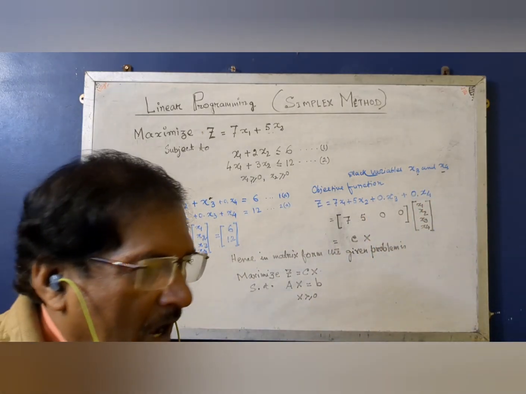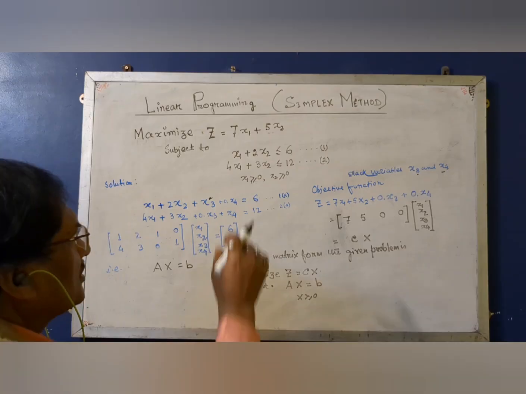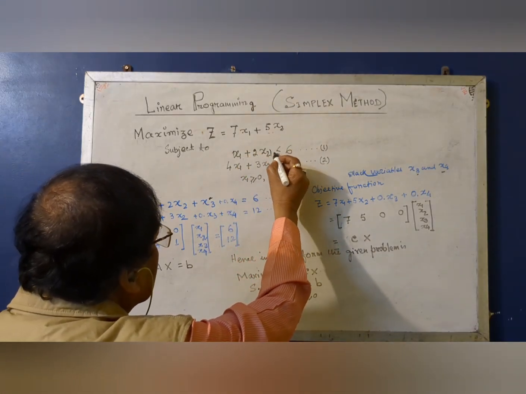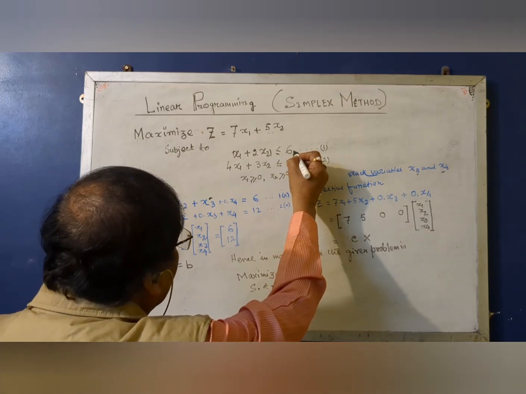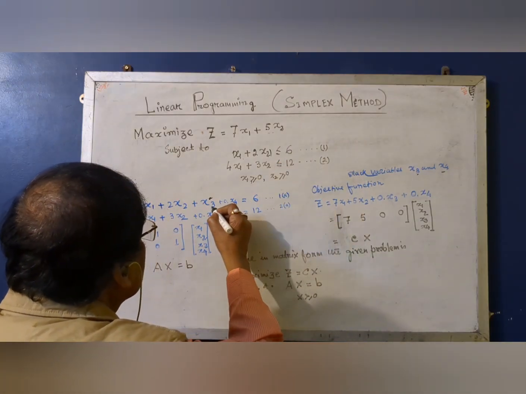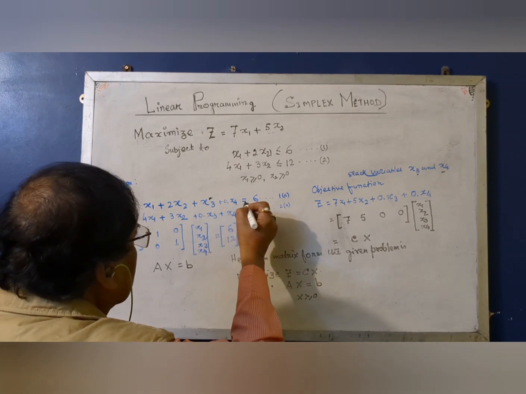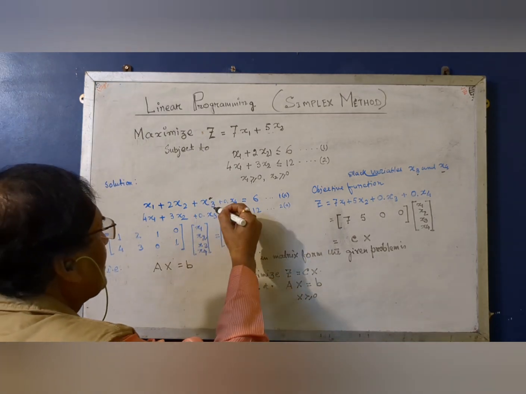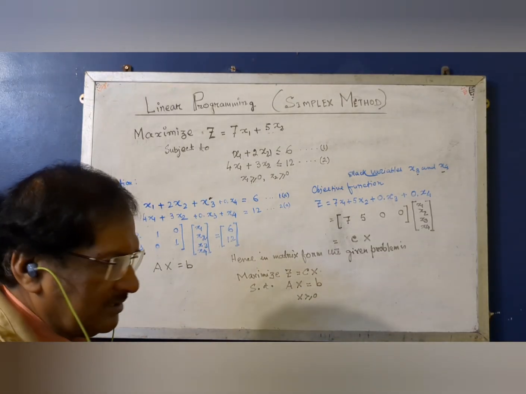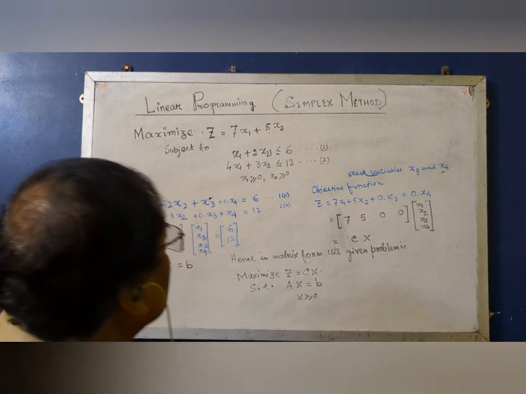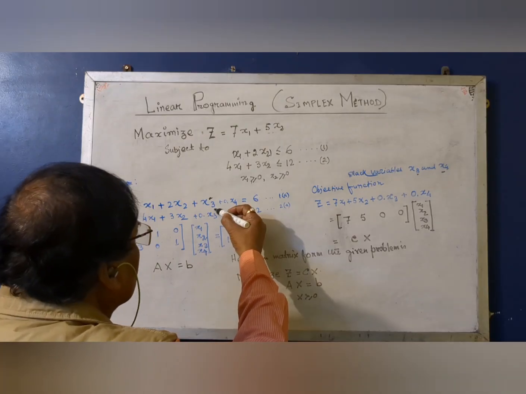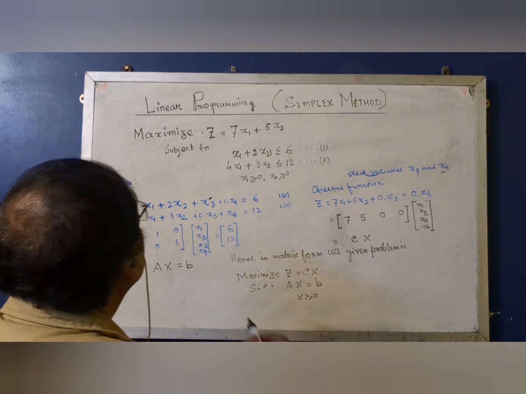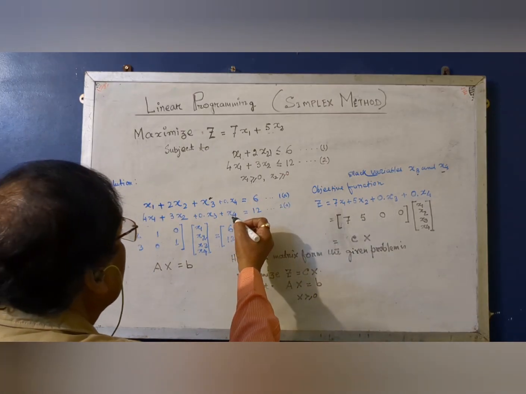Slack variables mean unutilized materials or resources. Suppose this is x1 plus 2x2 less than or equal to 6. If you add something, then only it will be equal to 6. In this case, the x3 variable is used to make it equal to 6, and this is called a slack variable. Why is it slack? Because it is the unutilized portion, the unutilized material needed to make it equal to 6. For equation 2, x4 is the slack variable.